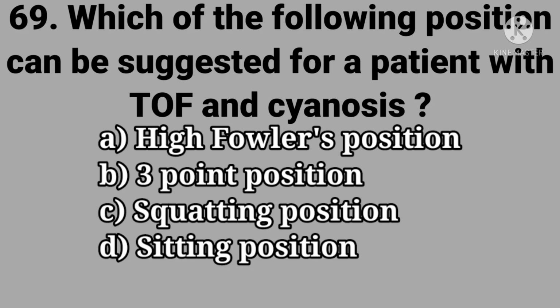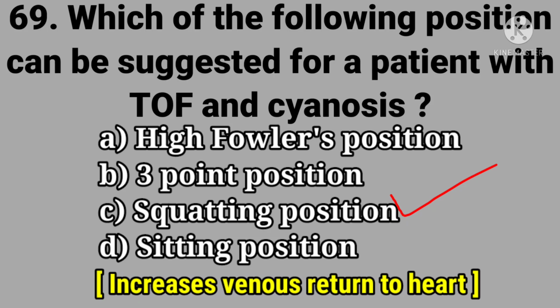Which of the following position can be suggested for a patient with tetralogy of Fallot and cyanosis? And the answer is squatting position. The squatting position increases the venous return to heart.